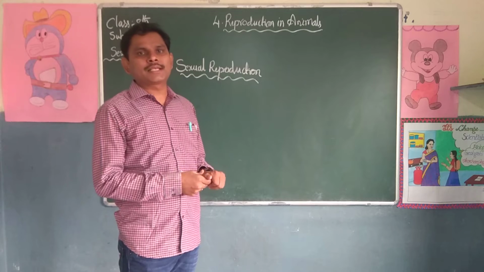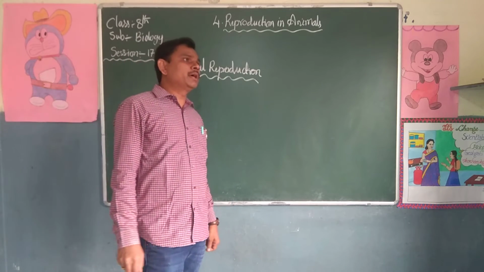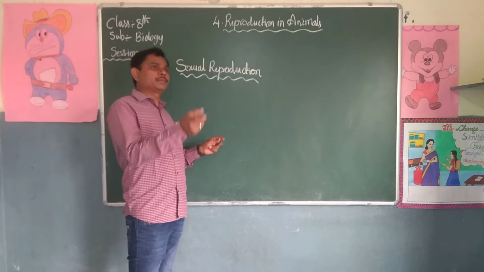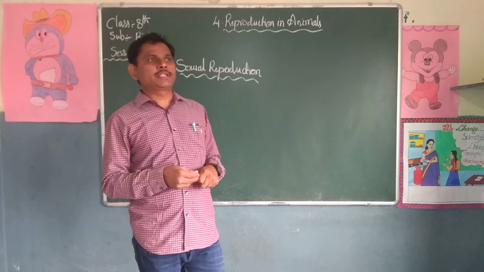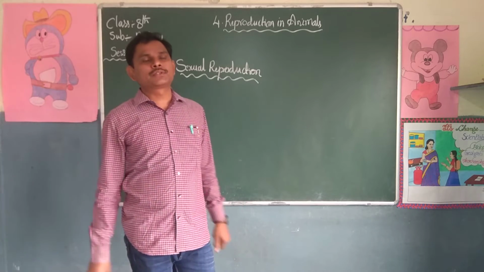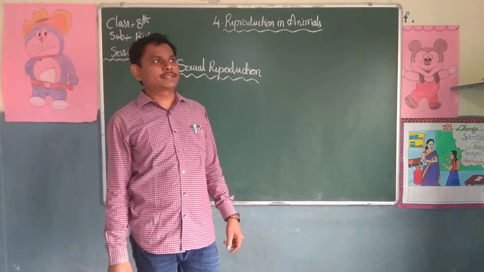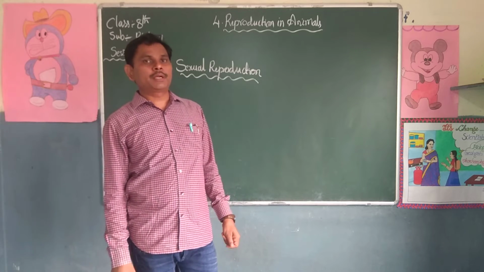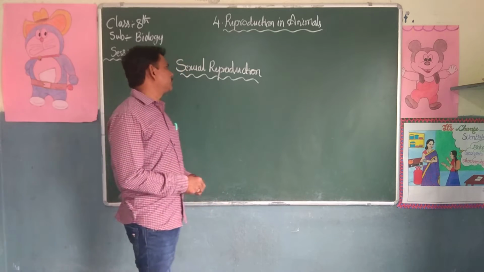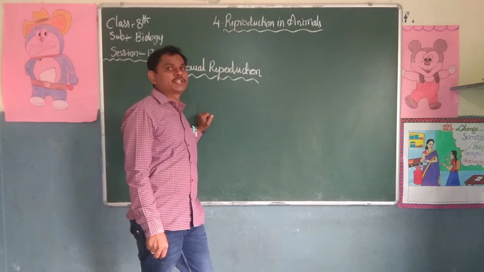Sexual reproduction takes place in animals also, and in the flowers of plants also sexual reproduction takes place. How does sexual reproduction take place in plants?